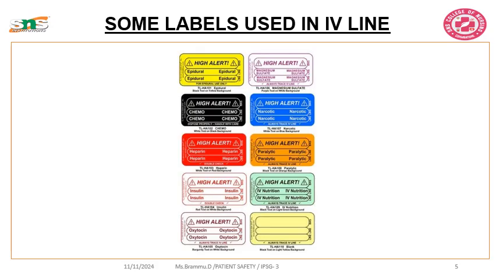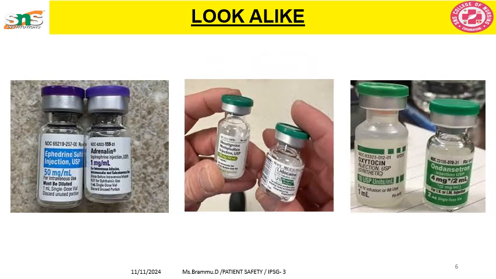Each hospital will have its own policies, but universally what we follow is that all look-alike drugs are labeled yellow, all sound-alike drugs are labeled green, all non-emergency oncology drugs are labeled orange, and emergency oncology drugs are labeled red.